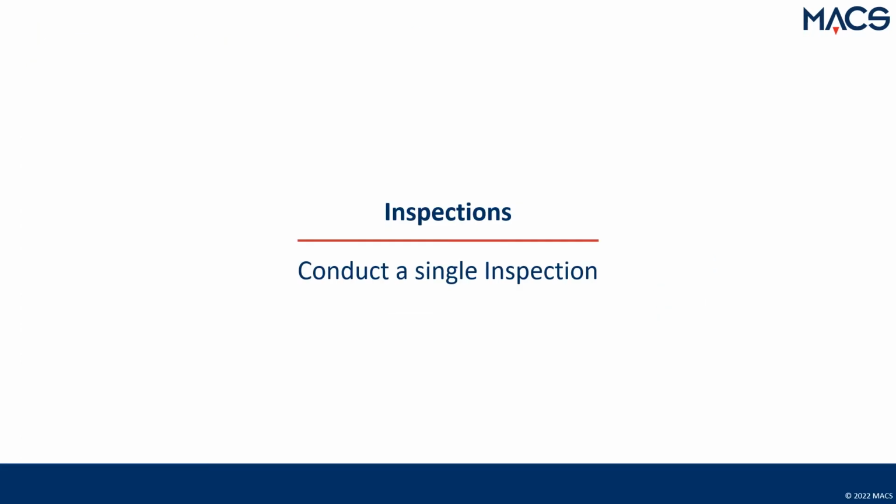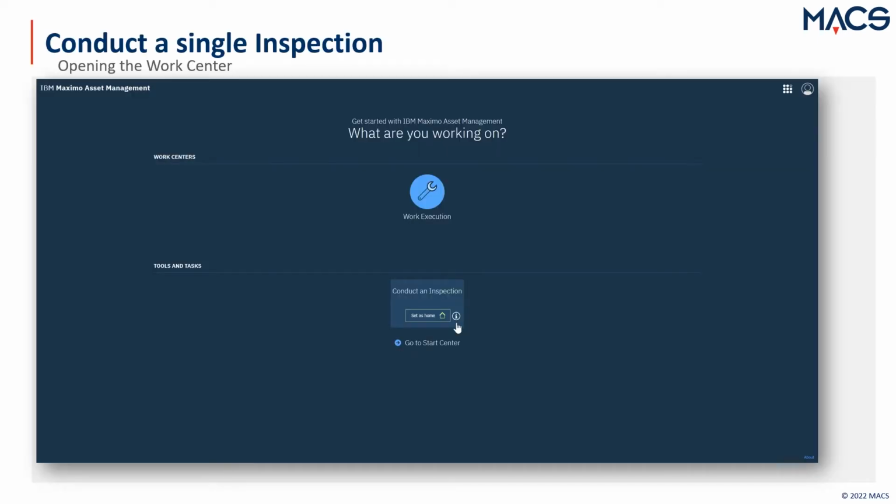So now we are at the point of conducting a single inspection. I've shown how you can set up an inspection form by using the Manage Inspection Forms Work Center. I've shown the additional functionalities and also the abilities of creating inspection results. And let's now take a look at how we can conduct a single inspection and how that looks. So here you can see that I'm opening the work center from, let's say, an inspector or technician kind of role, and I'm just opening the Conduct Inspection Work Center here.